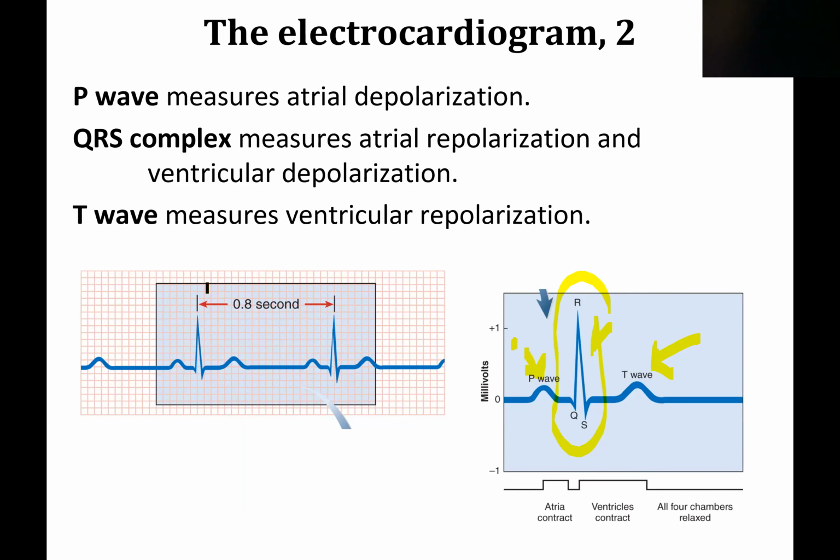The interval between cardiac cycles or heartbeats is about 0.8 seconds. When you look at electrocardiograms, you have time and you have electrical current. So it's a graph.